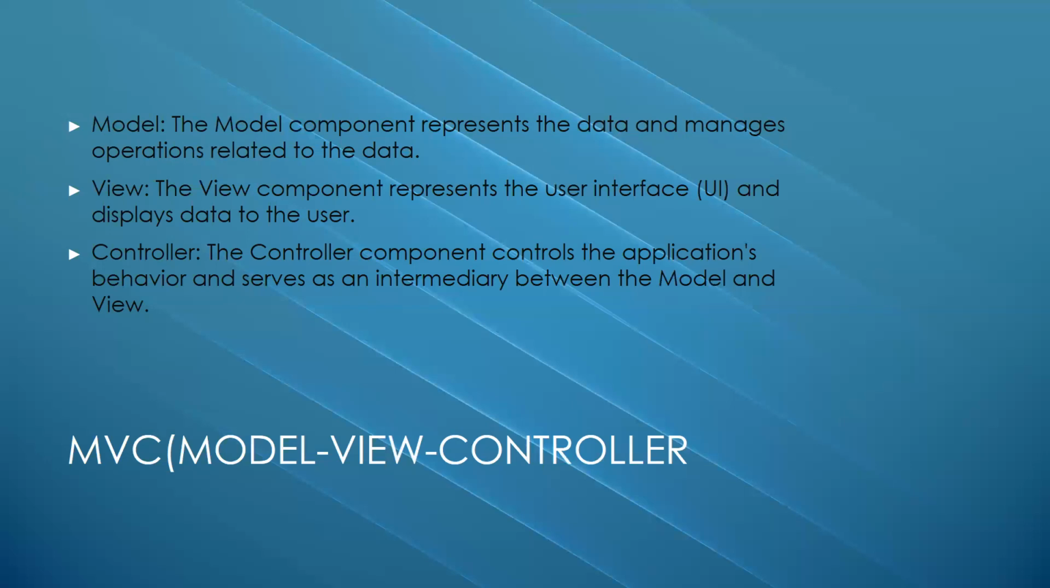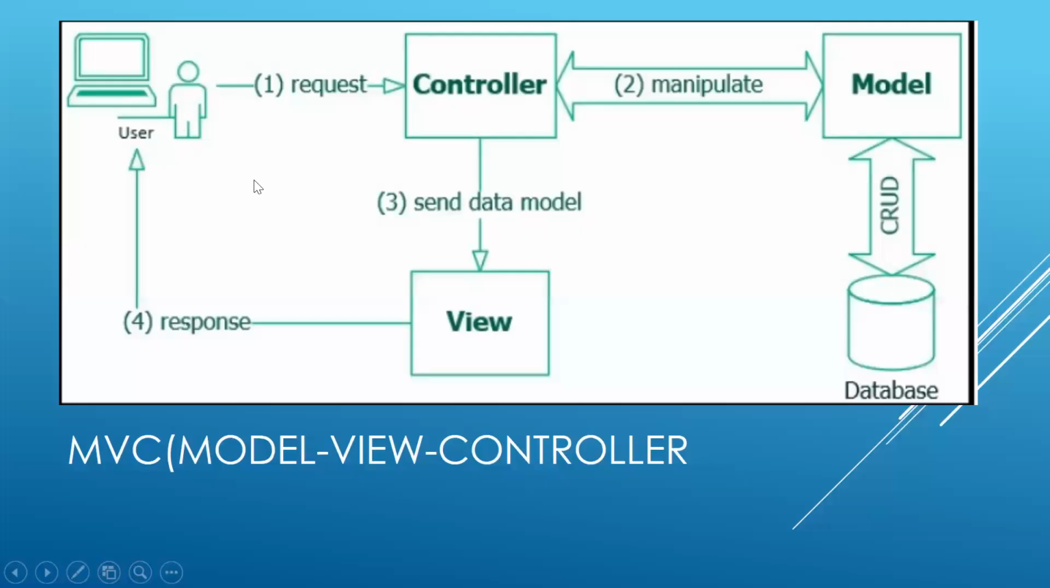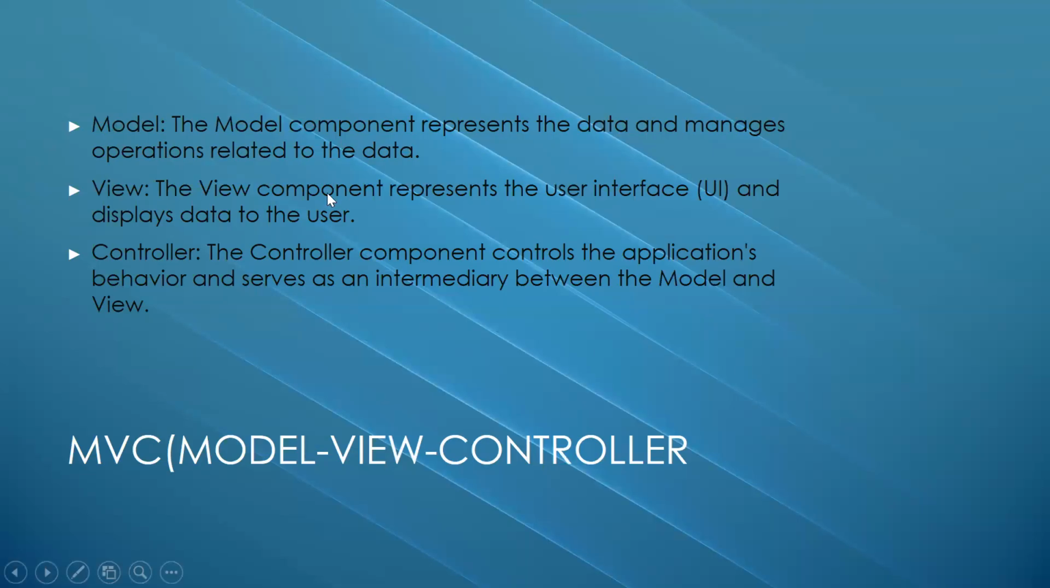MVC stands for model, view, and controller. The model component represents the data and manages operations related to that data. The view component represents the user interface and displays data to the user. The controller component controls the application's behavior and serves as an intermediary between the model and view.